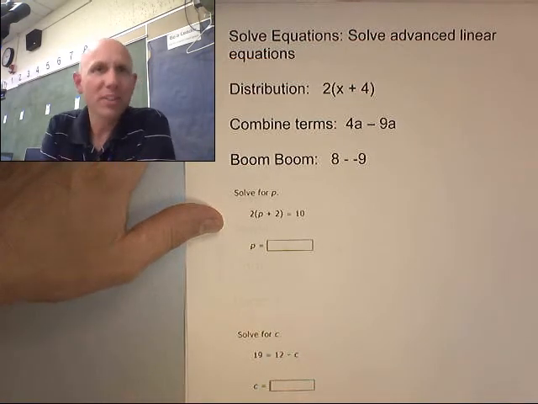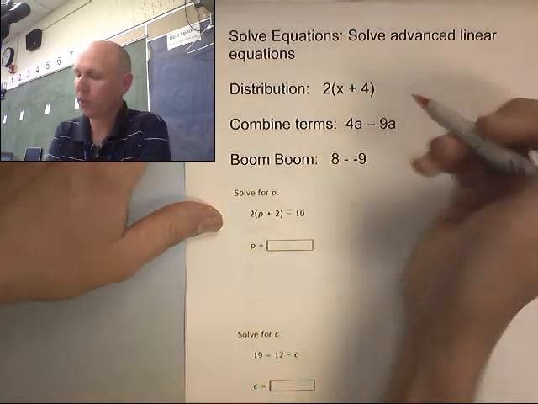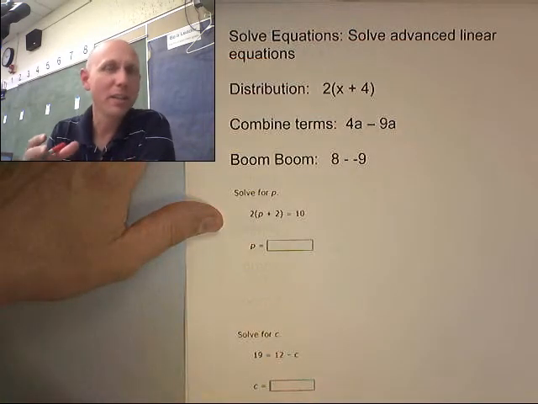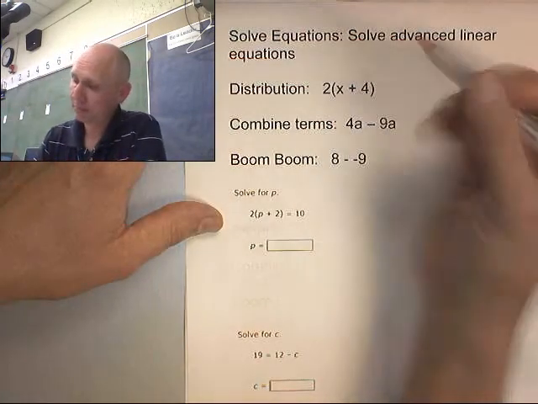Remember, algebra is just like a big pot of, I don't know, stew or gumbo or jambalaya. And I don't know the difference between gumbo or jambalaya. I've been to New Orleans. I don't know the difference.